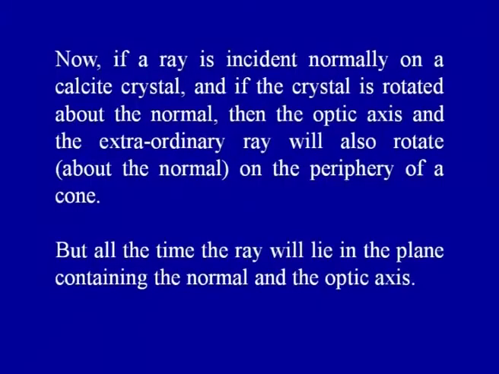Now, if a ray is incident normally on a calcite crystal, and if the crystal is rotated about the normal, then the optic axis and the extraordinary ray will also rotate about the normal on the periphery of a cone. The tip of the extraordinary ray will describe a circle. So far as the ordinary ray is concerned, it remains unchanged all the time.